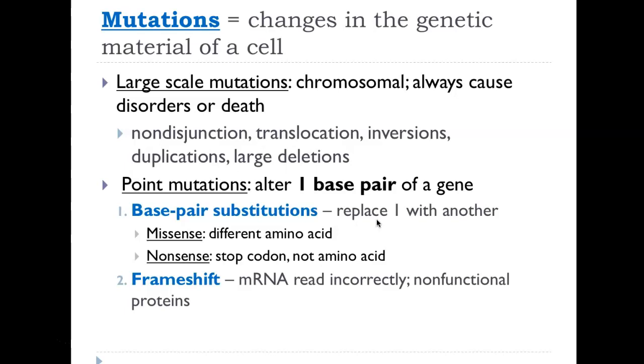Remember, substitution, one base is replaced with another. So you could end up with a new amino acid. You could end up with a premature stop codon with substitution. You could end up with a silent mutation. It could end up coding for the exact same amino acid at the end of it all anyway. So that's substitution.